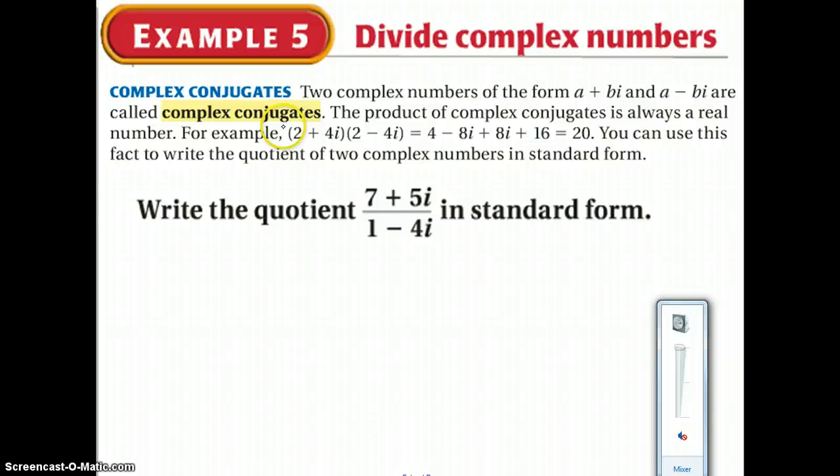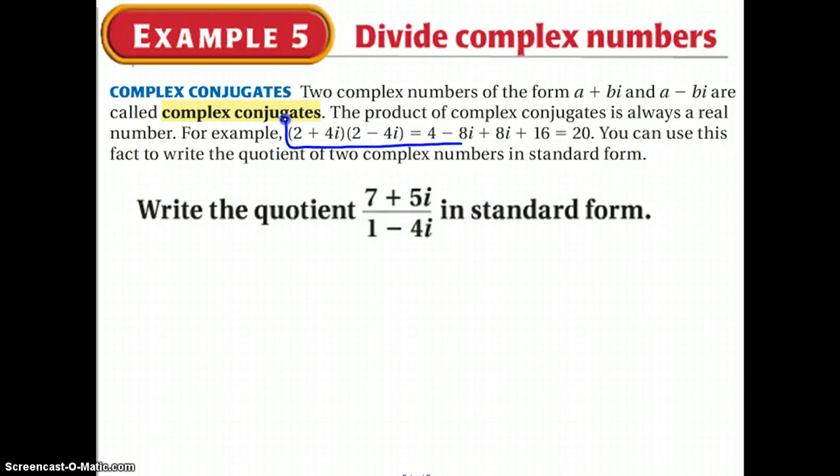And as you can see here, they give you an example where they FOILed it. And what happens is the middle two will cancel out. And that's what we want with complex numbers, so that the imaginary part cancels and we are just left with a real part in the denominator.